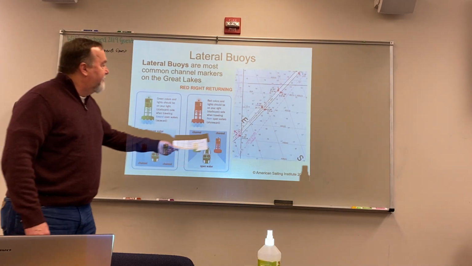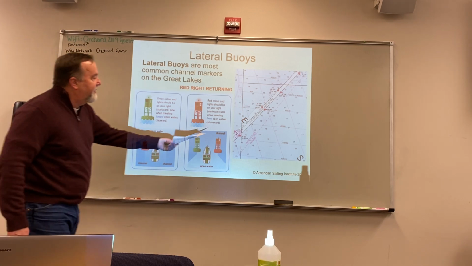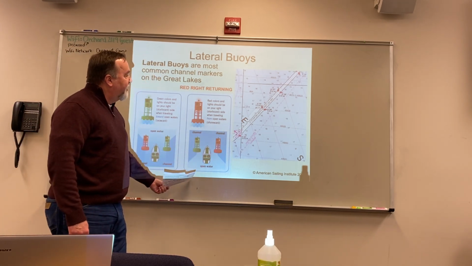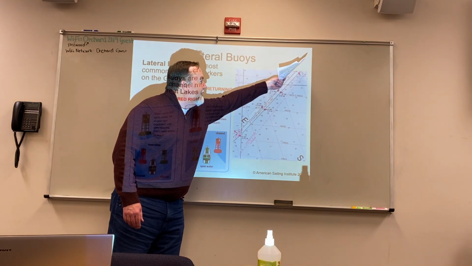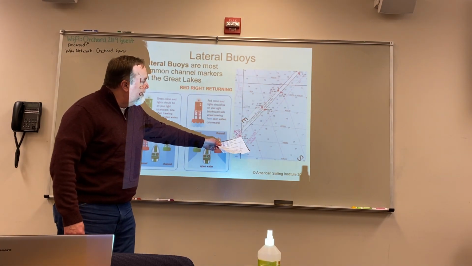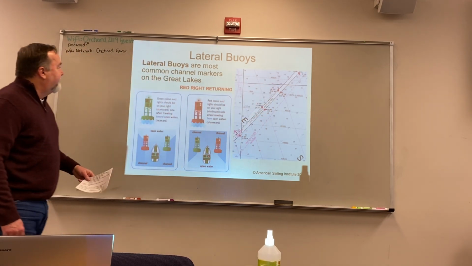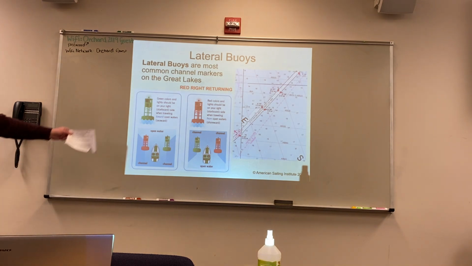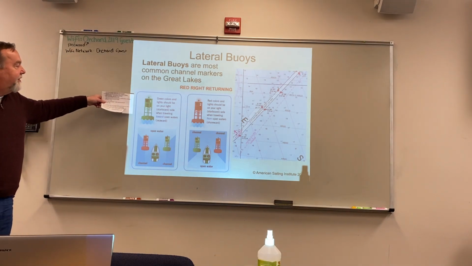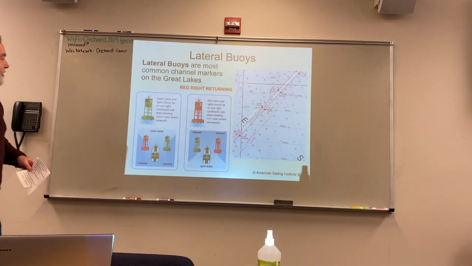And so we have lateral marks that are going up from, in this case, the south, down the Detroit River, up towards the St. Clair River. So this is red right returning. The red marks would be on the right, the green marks would be on the left. In this case, these illustrations are of green and red lighted buoys. Green will always be the color on the left as you're returning. Red will be the color on the right as you're returning.